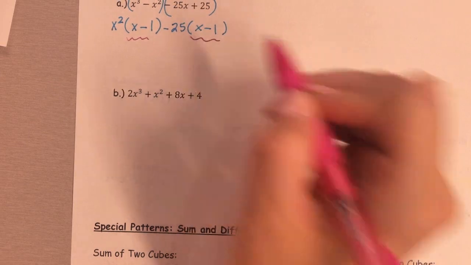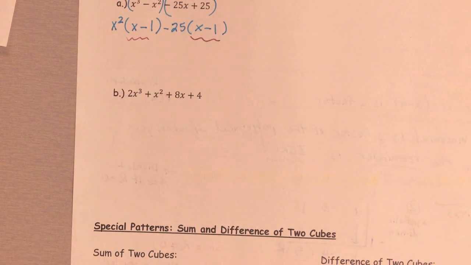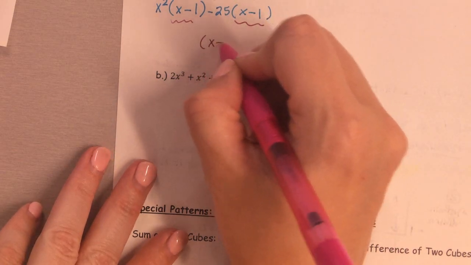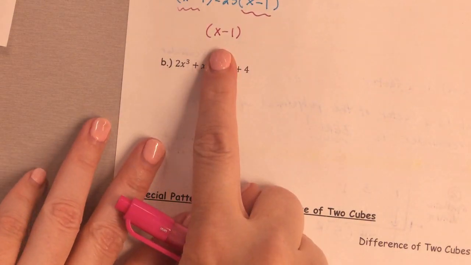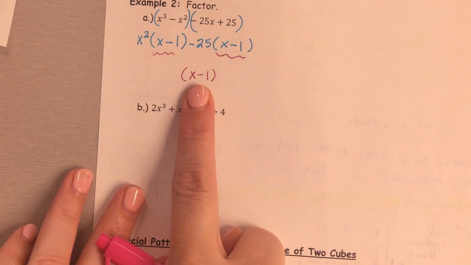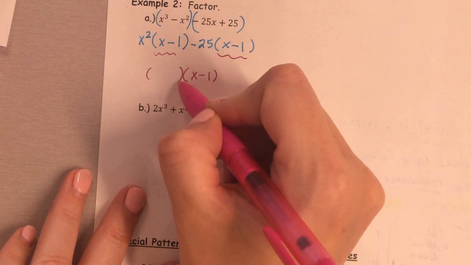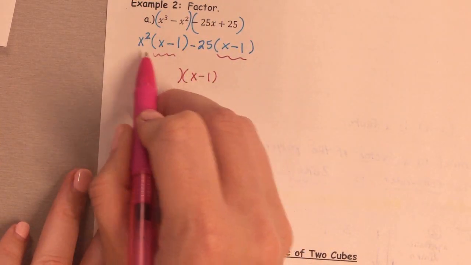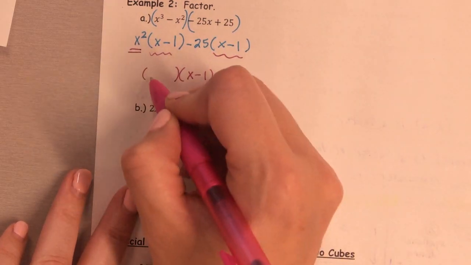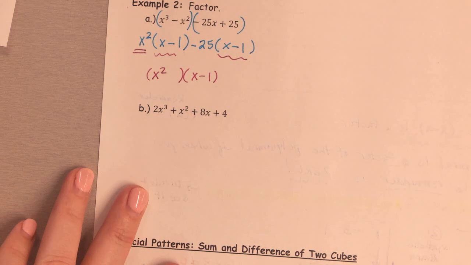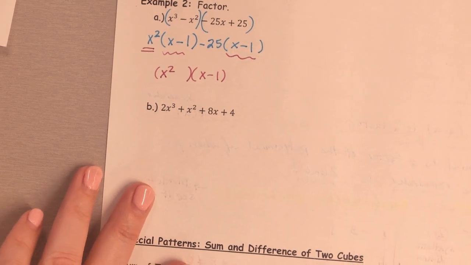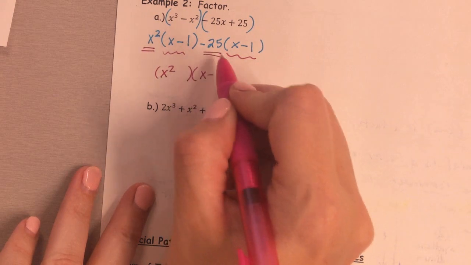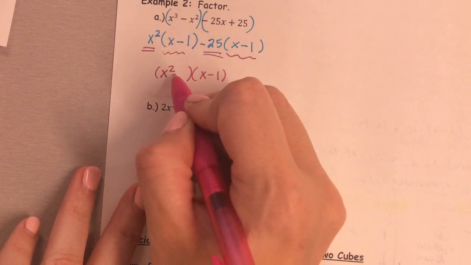Okay, if they match, what you can do is you can take that out of both of them. So what happens is if you take out, and I always put the second, I'll show you why. Okay, so if they match, you can take the x minus 1, and then this is what's happening. You're taking an x minus 1 out of this whole term. So if you take out an x minus 1, you're left with an x squared. And if you take out an x minus 1 here, you're left with a negative 25.